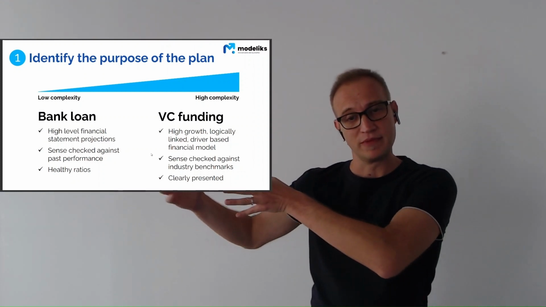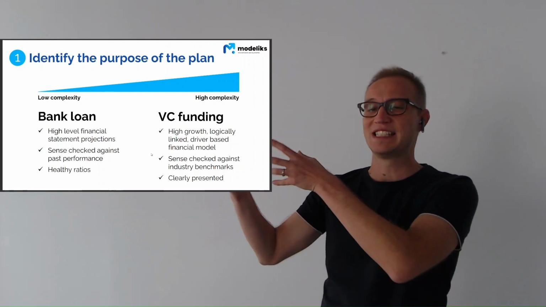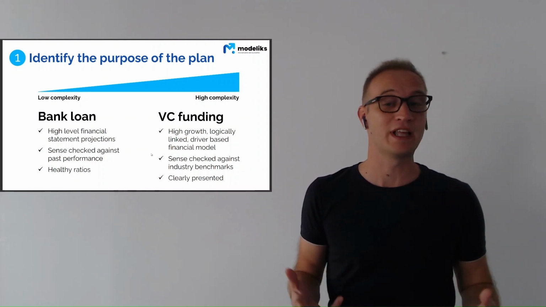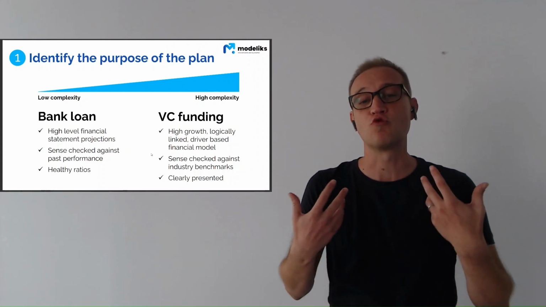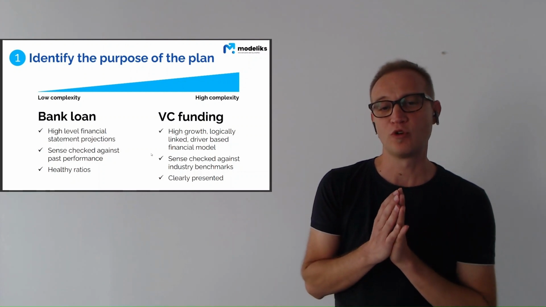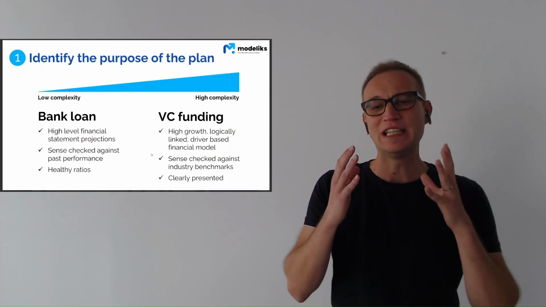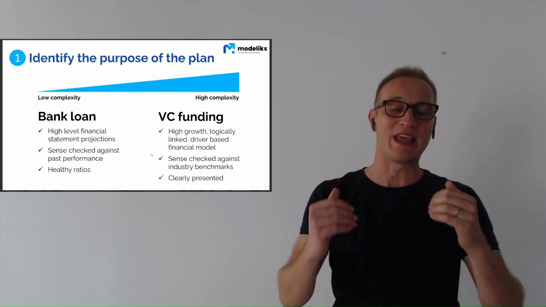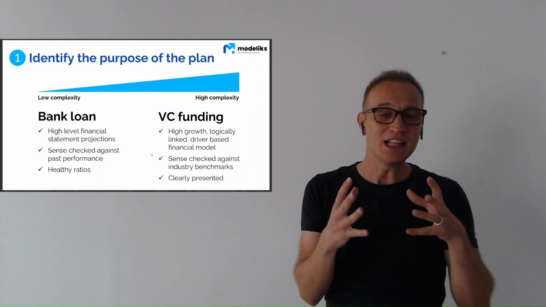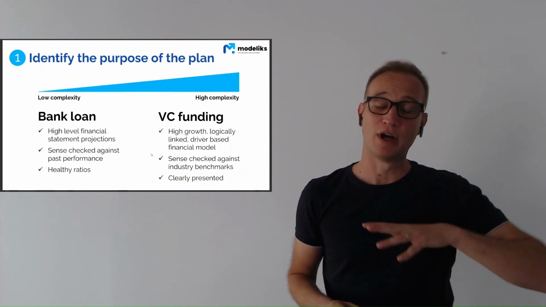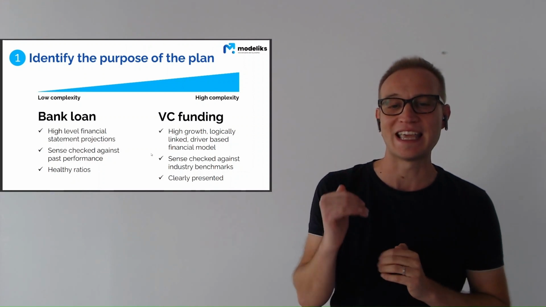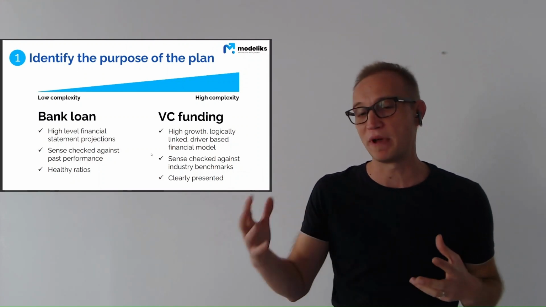On the other extreme is a high complexity financial plan, when you use the financial plan to try to raise venture capital funding. Raising venture capital funding will require a logically linked, detailed, driver-based financial model that drives your financial plan. Then the results of that financial plan need to be sense checked against past performance, but also against industry benchmarks, so market and competitor benchmarks.